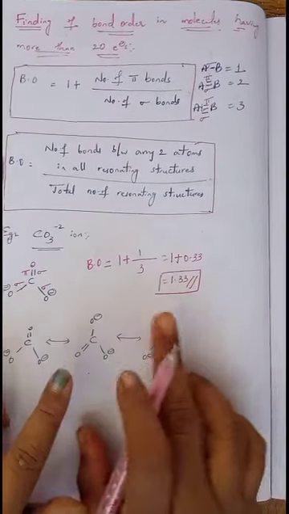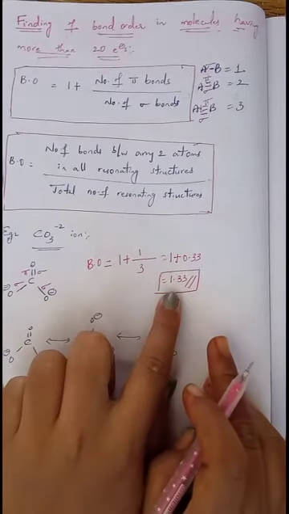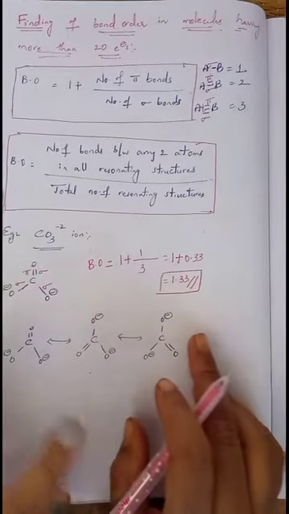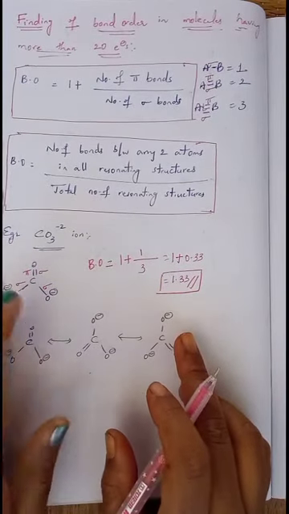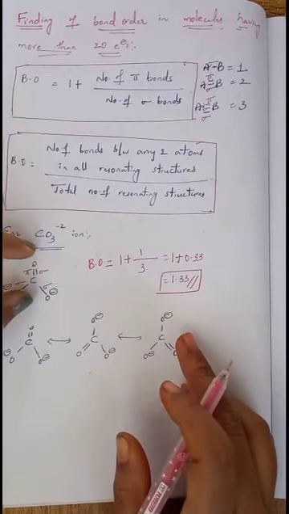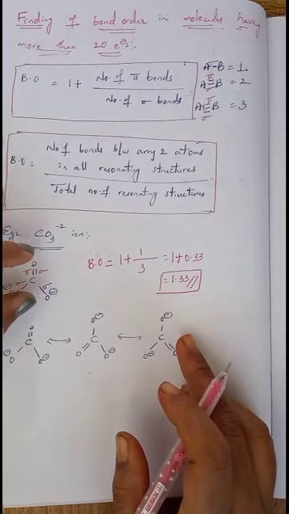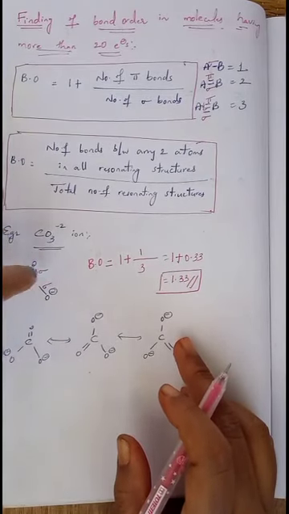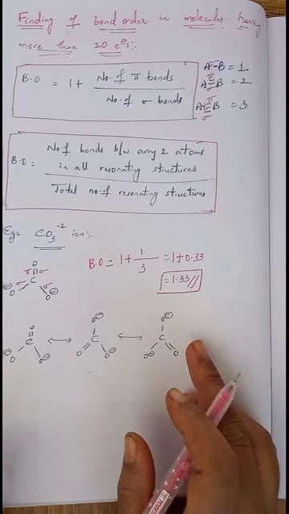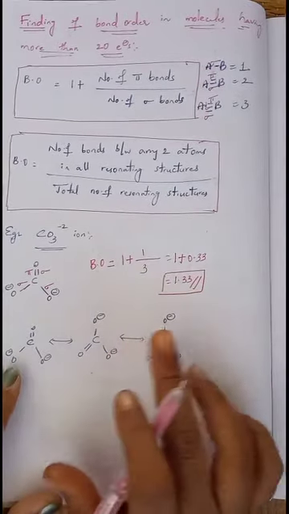That means it has a partial double bond. It is not completely a single bond character or a double bond character, so it has a partial double bond character. This double bond is not particular to these two atoms. It may be present here, or here, or here. That means they have a partial double bond character.